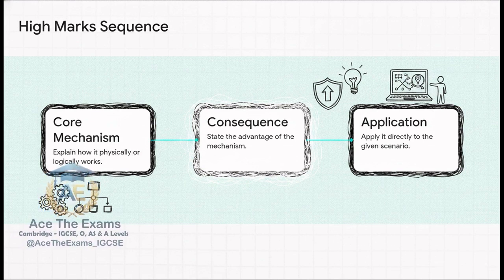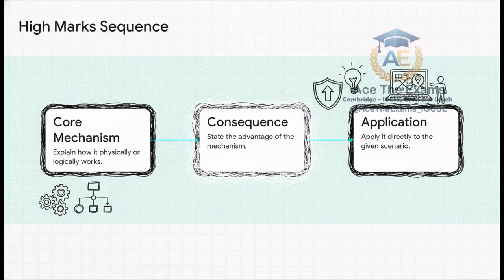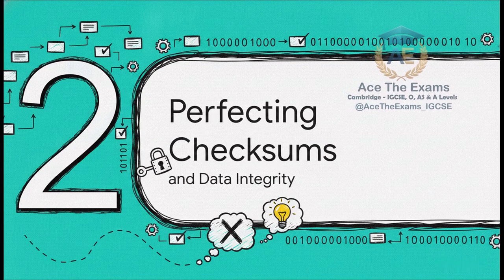Second, state the consequence or advantage of that mechanism. And third, apply it directly to the scenario application. Never, ever start with the advantage before you've proven you actually understand the core mechanism. Okay, moving right along to Section 2, perfecting checksums and data integrity.